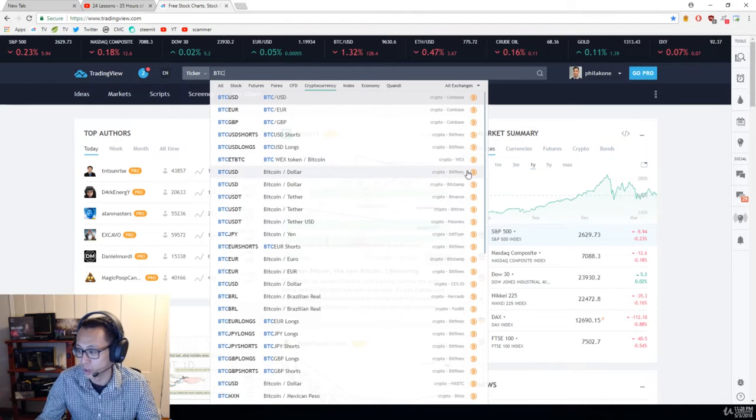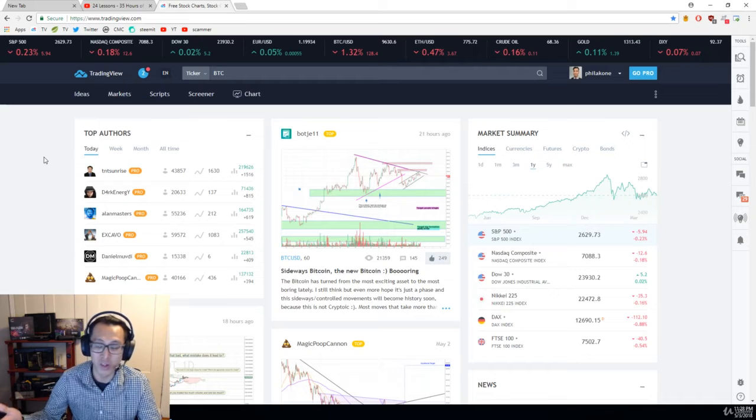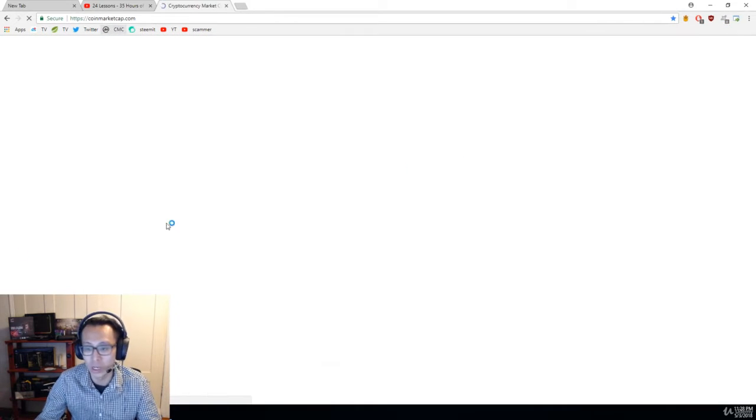Such as Bitstamp, Bittrex, Poloniex, Bitflyer, etc. So when you hear people say TV, they're talking about this particular site right here, called TradingView. Now, the second most important thing that you'll hear people talk about often is CMC, which refers to CoinMarketCap.